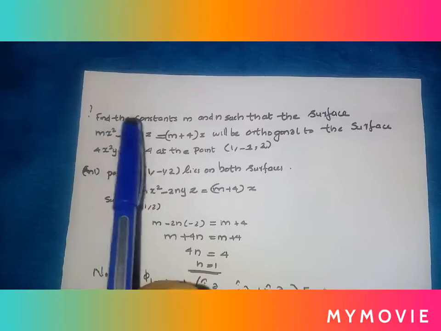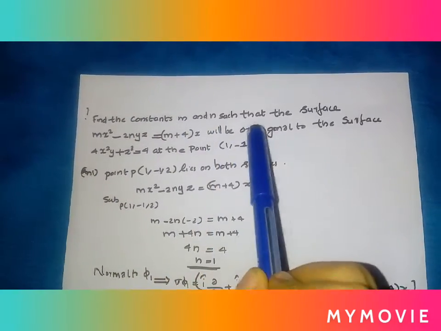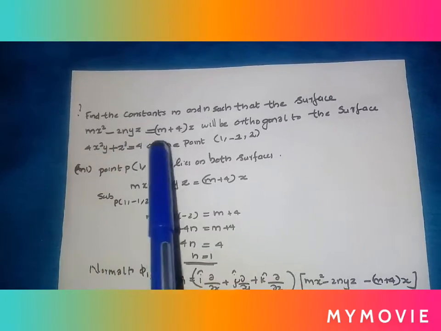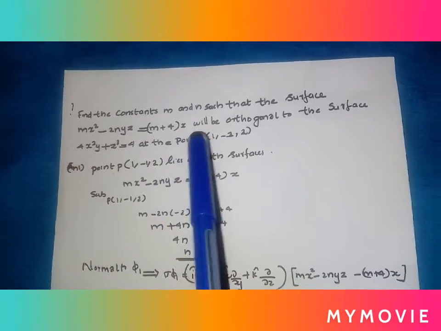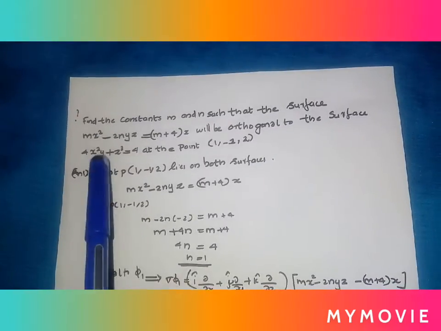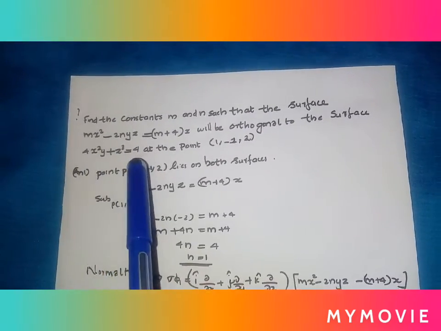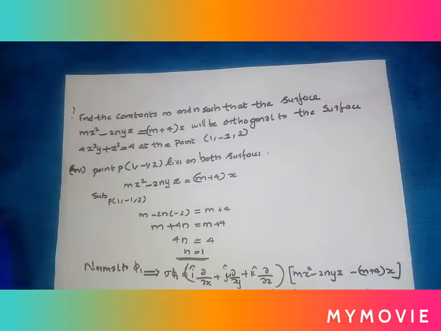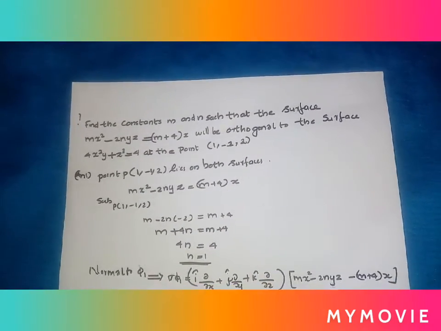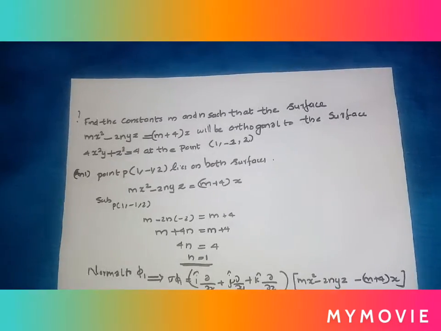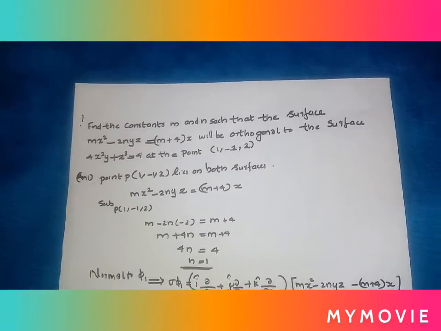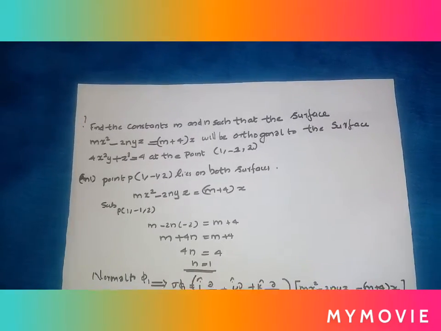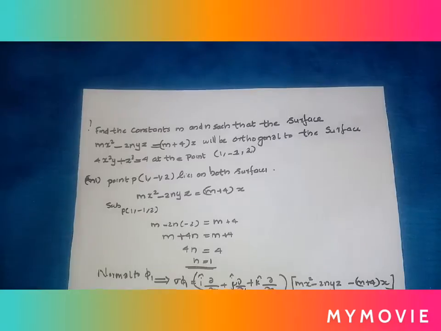Next problem: find the constants m and n such that the surface mx² − 2nyz = (m + 4)x will be orthogonal to the surface 4x²y + z³ = 4 at the point (1, −1, 2). Here in the question, two surfaces are given, and also there is a condition that the surfaces are orthogonal. So we want to find the constants m and n.